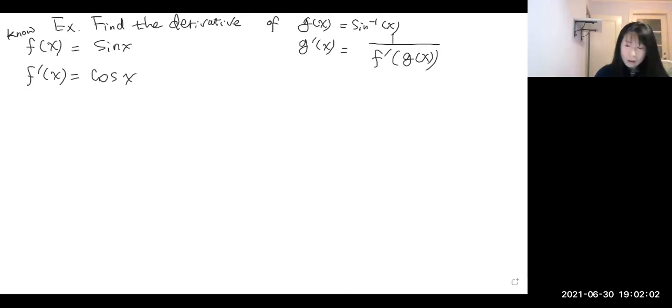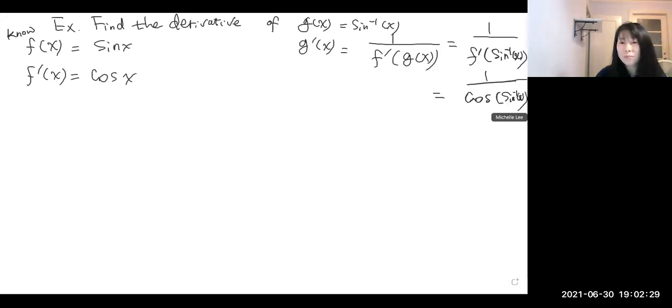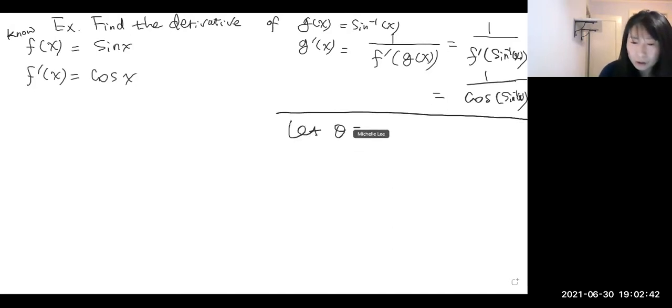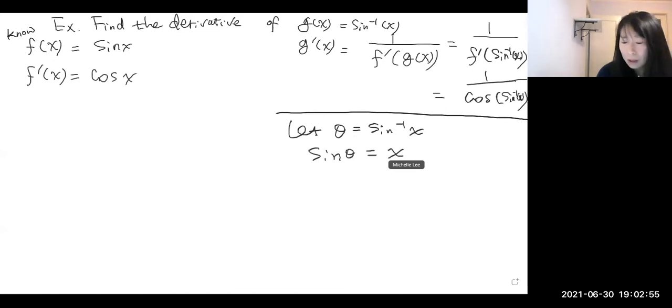All right, then look, it's 1 over f prime of g over x, which is inverse of sine x, okay? Then f prime, which is 1 over cosine x. So we plug in inverse of sine x, right? It's okay. All right, then look. Let's see. We have let theta equal to inverse sine x. Okay. Then sine theta, it's the x.